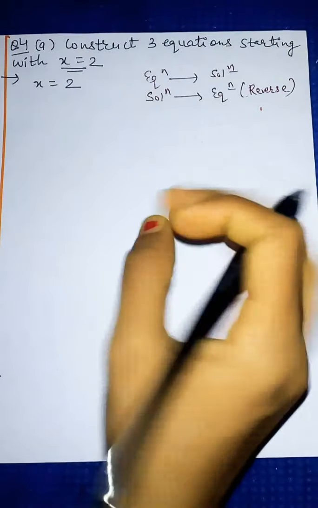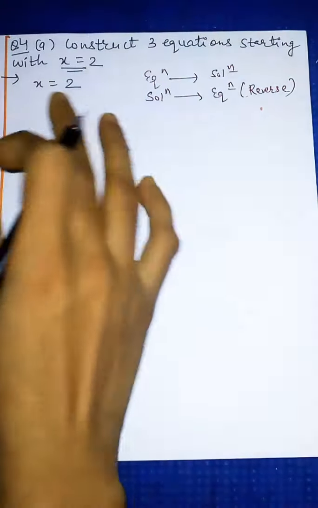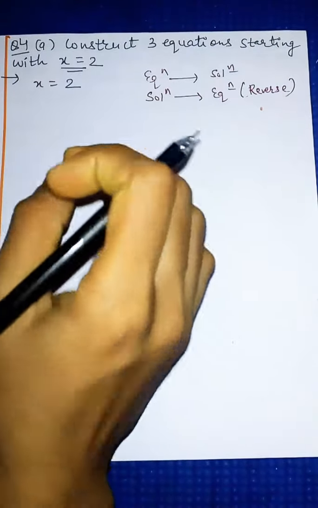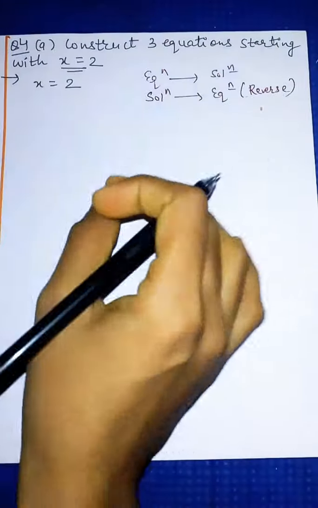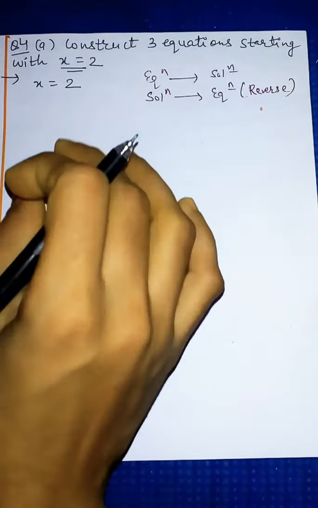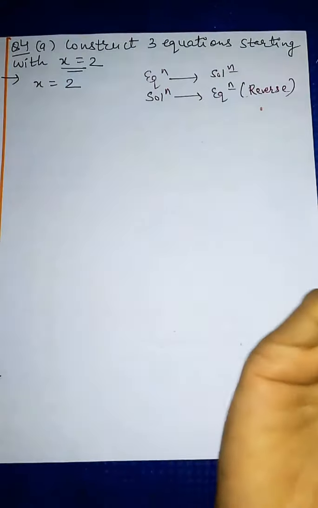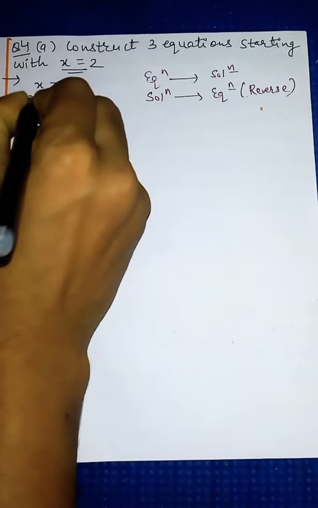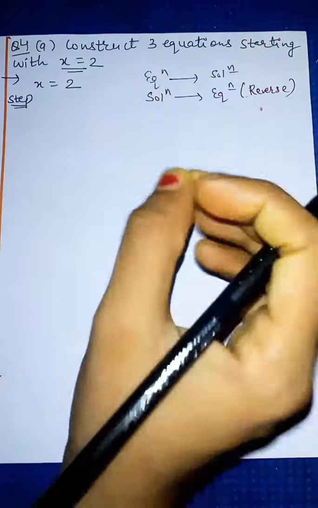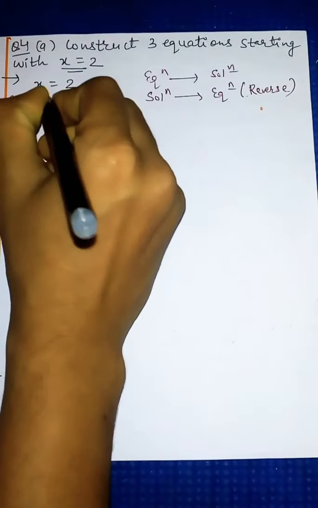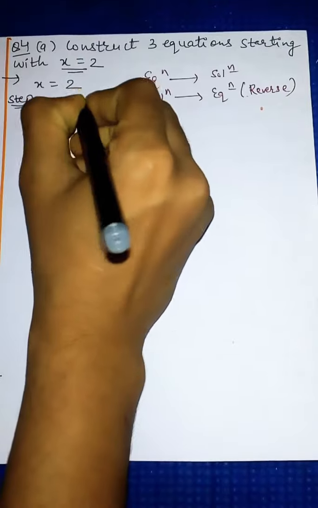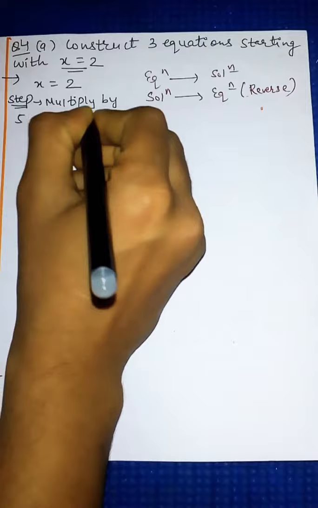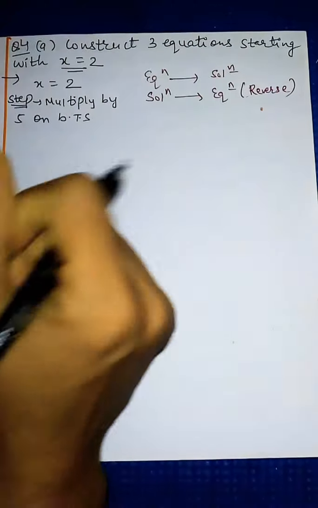You can take any step, whether you want to add something on both sides, you can add. If you want, you can subtract on both the sides. If you want, you can multiply on both the sides. If you want, you can divide on both the sides. So it depends on you what steps you want to take. Now suppose here I am taking the step multiplying by 5 on both the sides. First I am multiplying by 5 on both the sides.